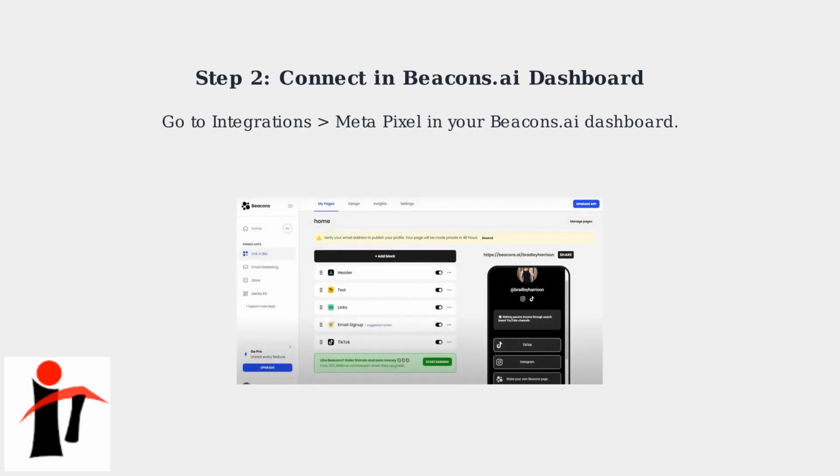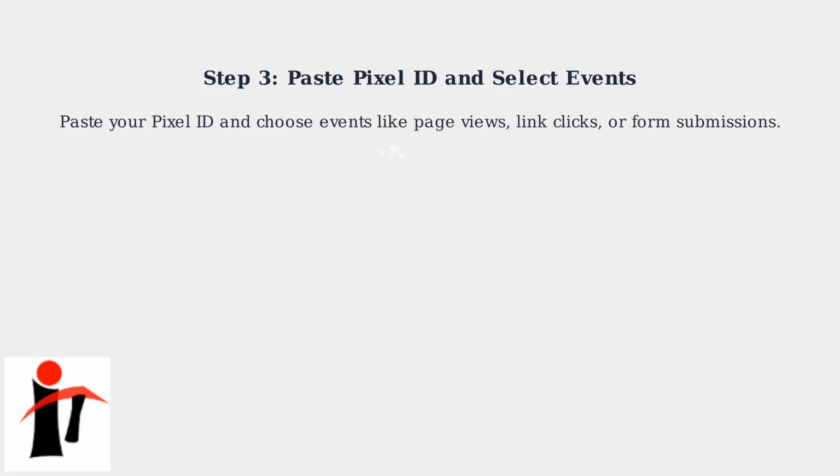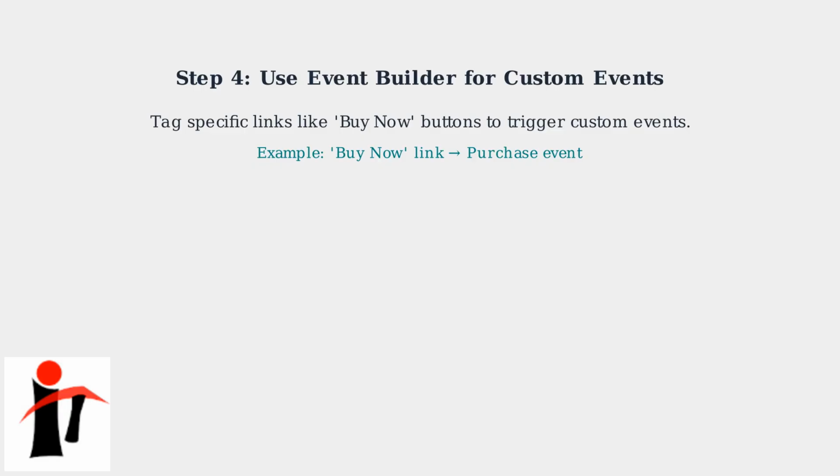Access your Meta Business Manager and navigate to data sources greater than pixels. Next, in your Beacons.ai dashboard, navigate to Integrations and select Meta Pixel. Paste your Pixel ID and choose the events you want to track, such as page views, link clicks, or form submissions. Use Beacons.ai's Event Builder for custom events on specific links, like Buy Now buttons.